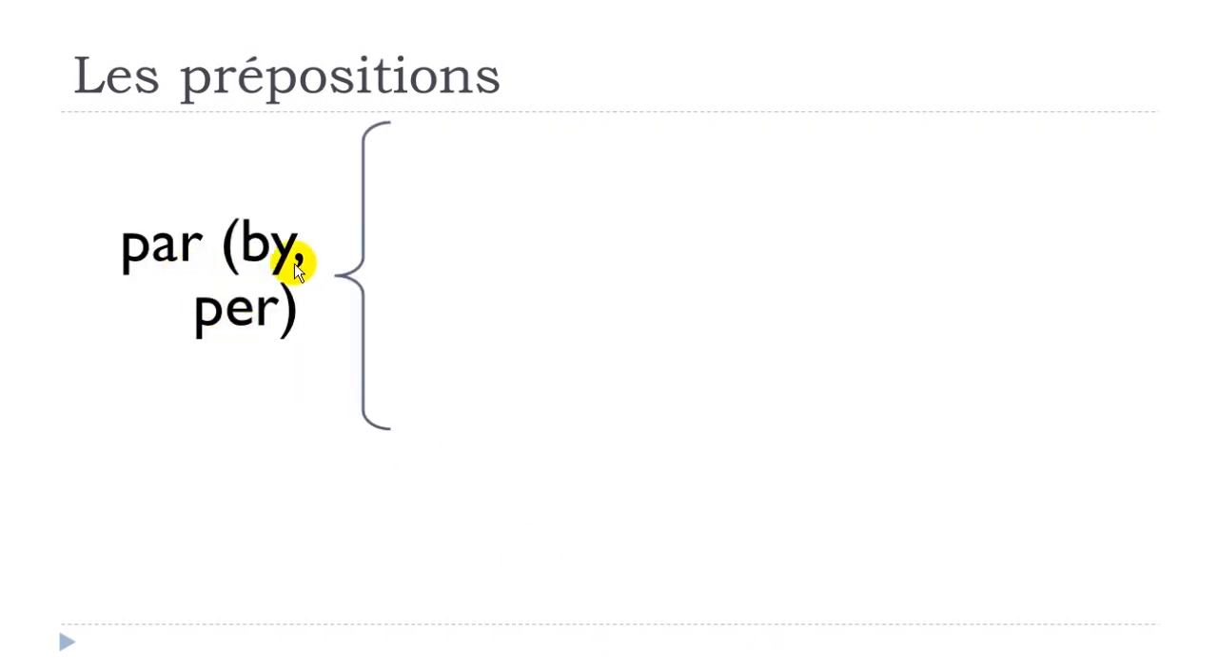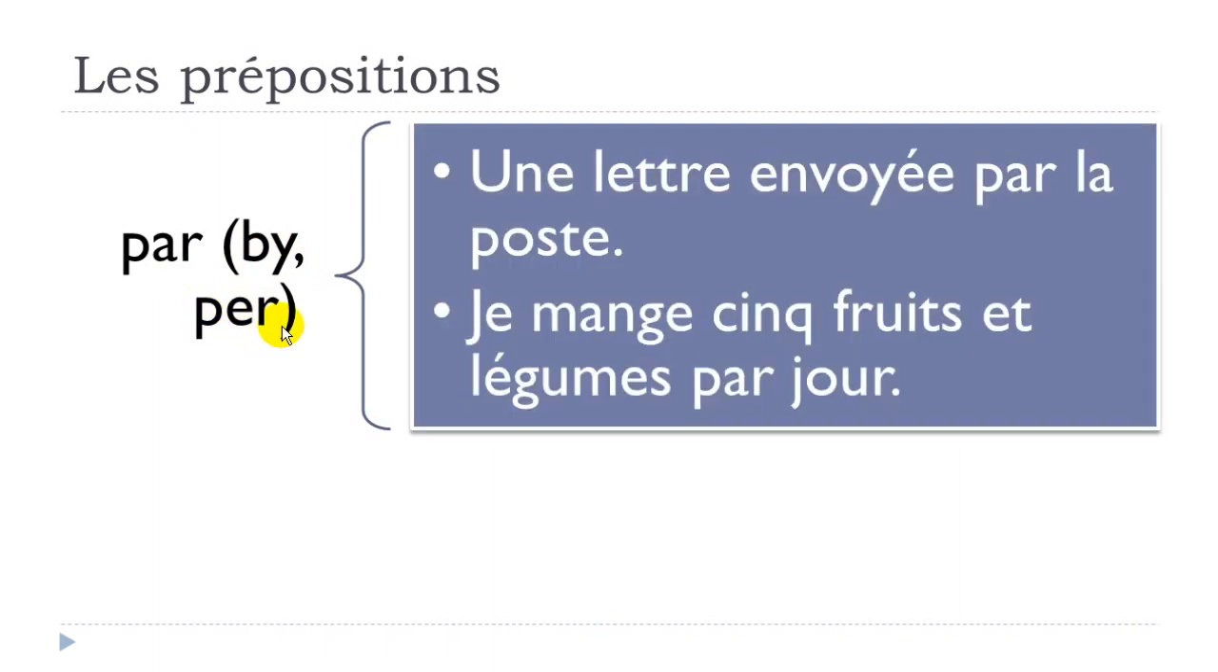Par will mean by or per. For example, une lettre envoyée par la poste. Okay, une lettre, a letter, envoyée, sent, par la poste, by mail. Okay, so in that case, you get to use this par. Okay, it could be par courrier électronique, by email if you want.